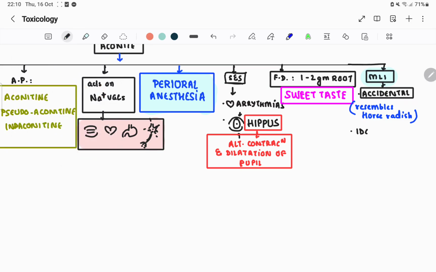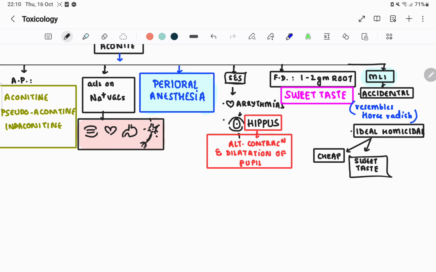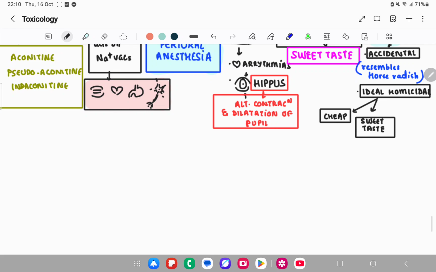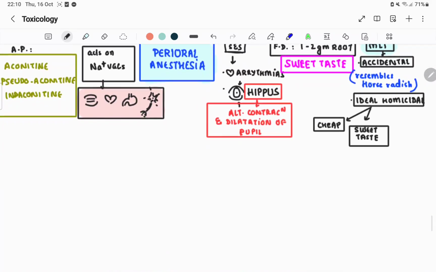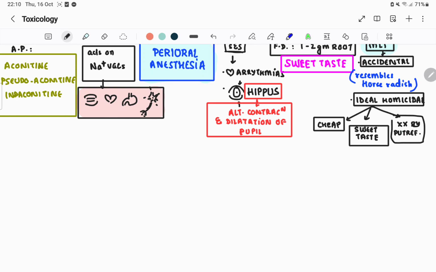It is also an ideal homicidal poison. Why is it ideal homicidal? Because it is cheap, it has a sweet taste, and it is destroyed by putrefaction.